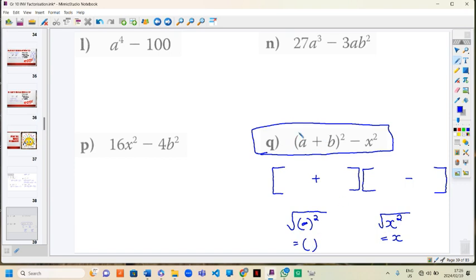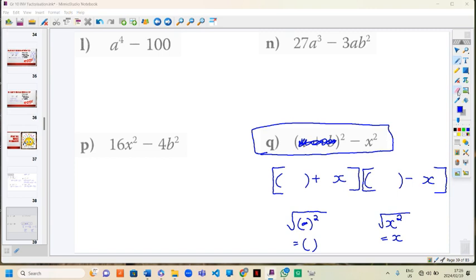So here I've got a bracket squared. I don't care what's inside for now. What's the square root of a bracket squared? A bracket. So a bracket goes in the front here, and a bracket there. What's the square root of x squared? X. So x goes there and x goes there.